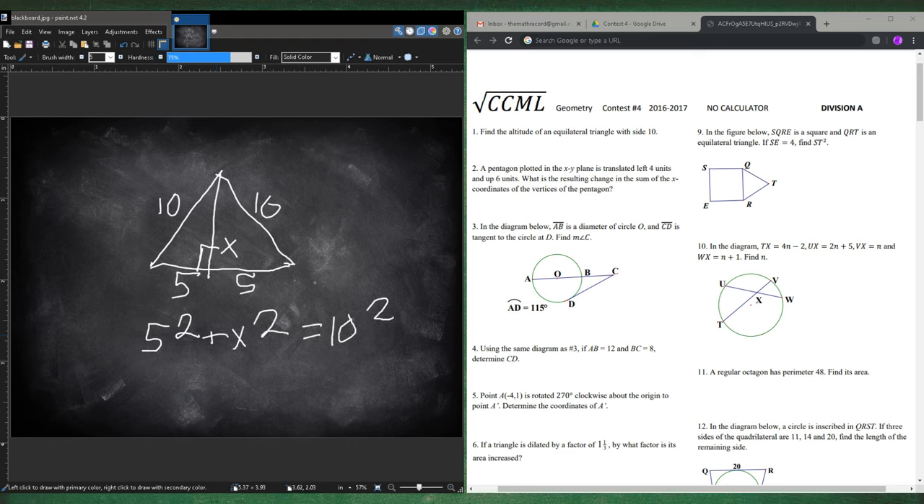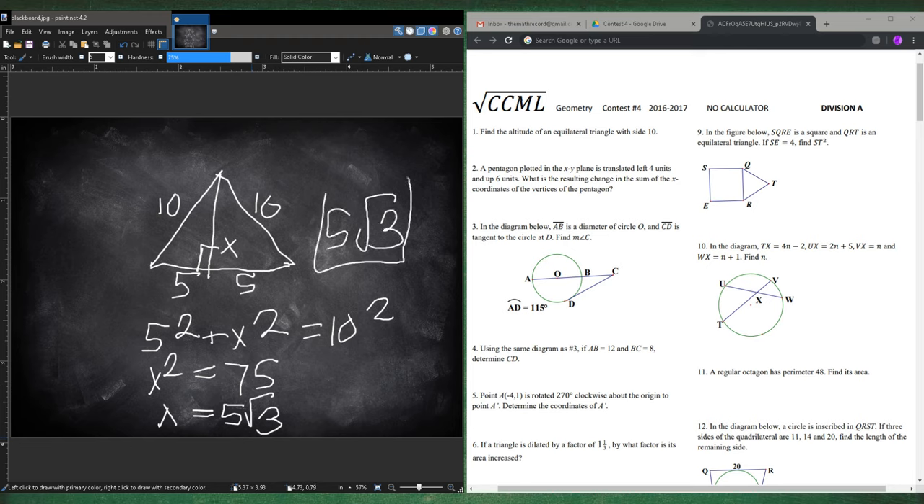So x squared, this is 25 and this is 100, so x squared is equal to 75. So x is equal to 5 square root 3, because 5 square root 3 squared is 25 times 3, which is 75. So that's correct. The answer is 5 square root 3. Basically very simple.